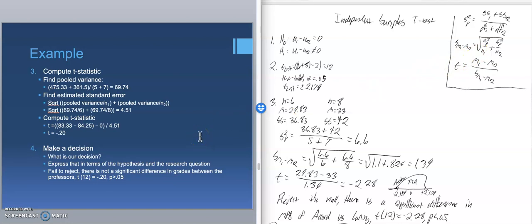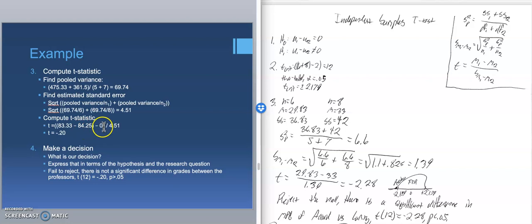We take pooled variance over 6 plus pooled variance over 8, all under the square root. So that's 69.7 divided by 6 plus 69.7 divided by 8. Do those fractions, work that math, then add them together, then take the square root. We get 4.51. Sample means: 83.33 minus 84.25.